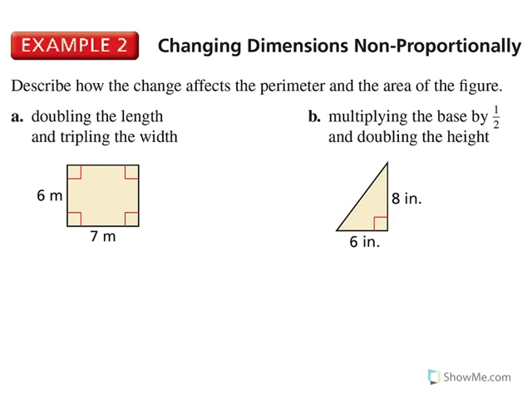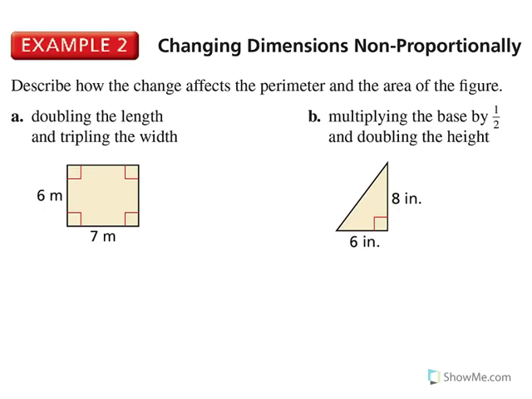For this next example, we're actually going to change both or multiple dimensions of our shape. And then again, we're going to look at how it affects the perimeter and how it affects the area. So we're just going to do A. B, we're going to leave alone, but we're going to do A. So A, we are going to double the length and we're going to triple the width.